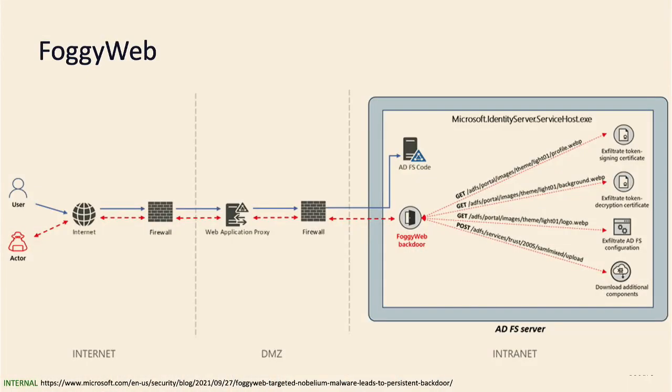So one of the components was called FoggyWeb. Once they had hands-on keyboard operation through Cobalt Strike or another command and control software that's not documented, they side-loaded a DLL within the ADFS process that would allow threat actors from the internet to fetch these token signing and token decrypting certs.